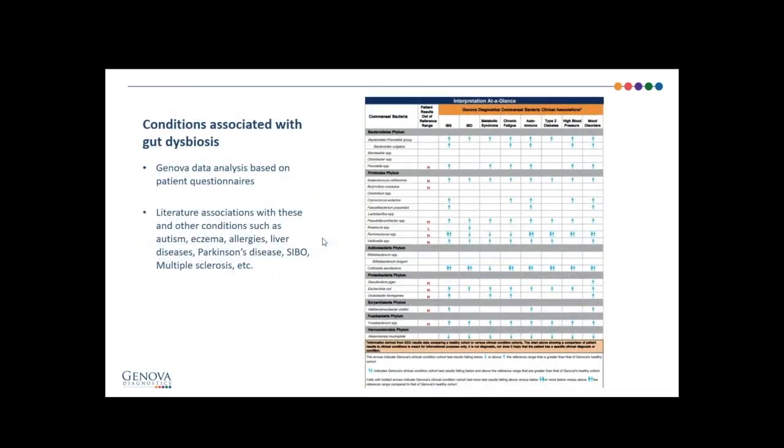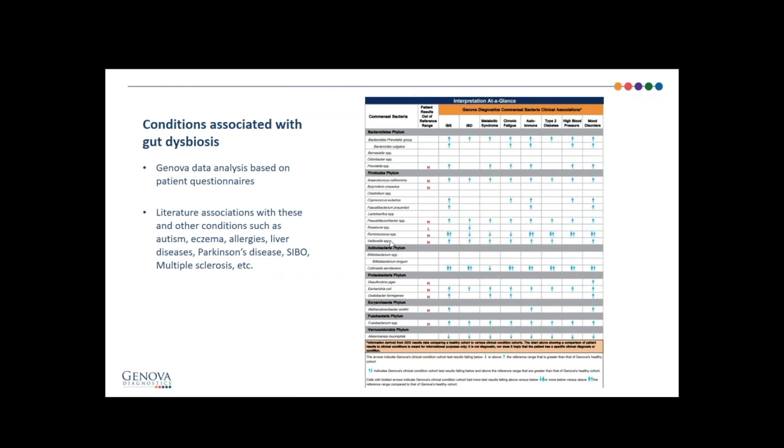This is another analysis that we performed based on patient questionnaires, and you can see how our healthy cohort differs from the disease cohorts. There's 8 disease cohorts listed here. The difference is with the blue arrows, so they are either statistically significantly higher or lower in that particular commensal bacteria as compared to the healthy cohort.